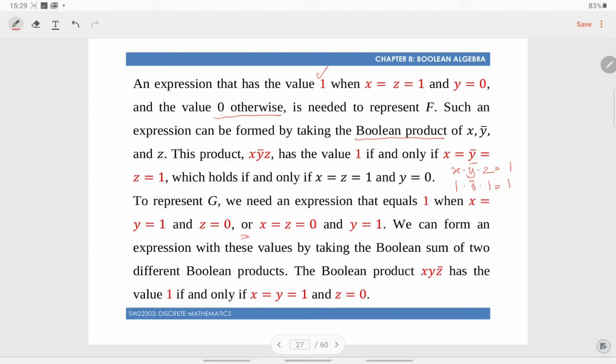So we can form an expression with these values by taking the Boolean sum of two different Boolean products. Two Boolean products, and we put addition in the middle. The Boolean product x y z complement has the value 1 if and only if x equals y equals 1 and z equals 0.